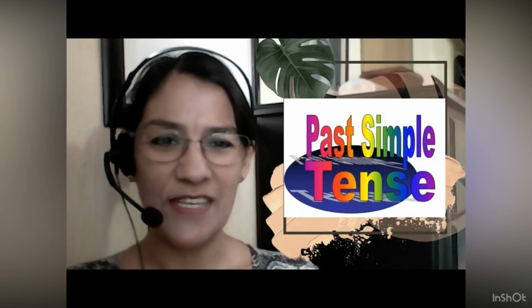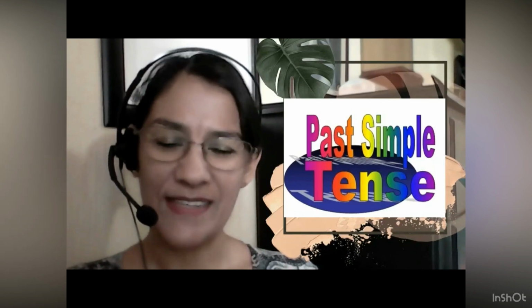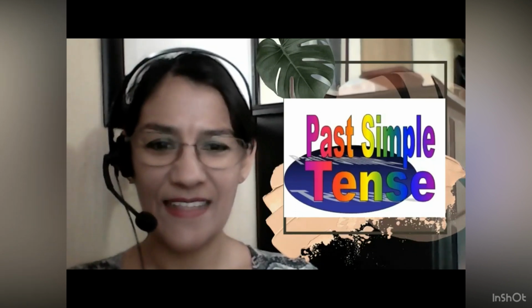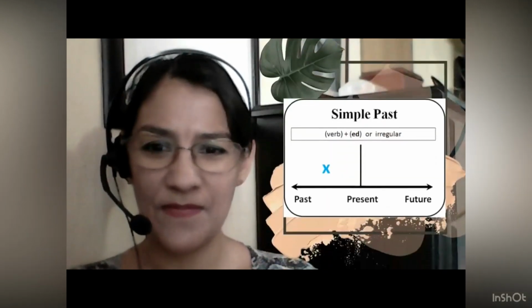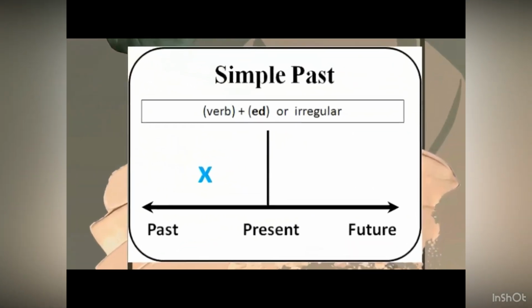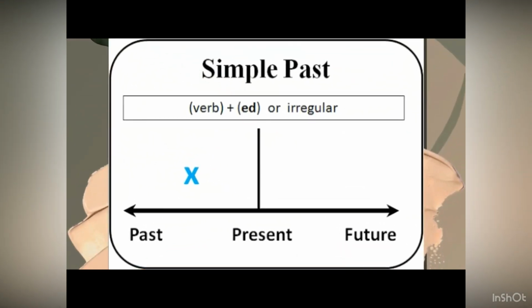This lesson is talking to you about the past simple tense. When talking about finished situations, the past simple is usually used. Finished actions are situations that cannot be changed or that happened a long time ago.